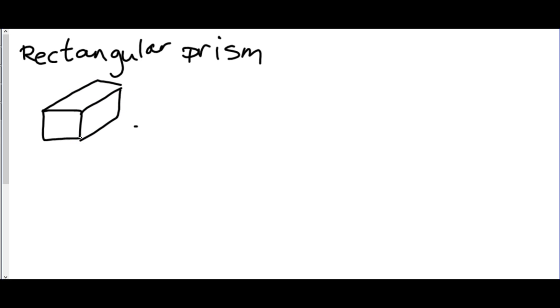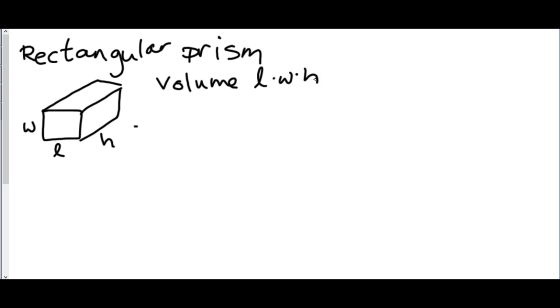So with a rectangular prism, we can find both the volume and the surface area. We need to label the sides though. Let's say we have length, width, and height. So the volume is how much you could fit inside. If this box had an open top, how much could you fit inside the box? So volume of a rectangular prism is length times width times height.